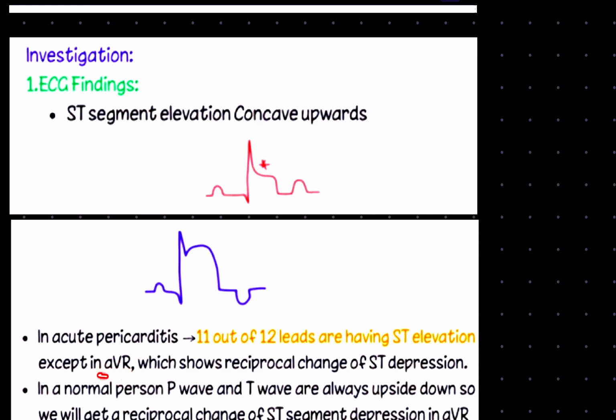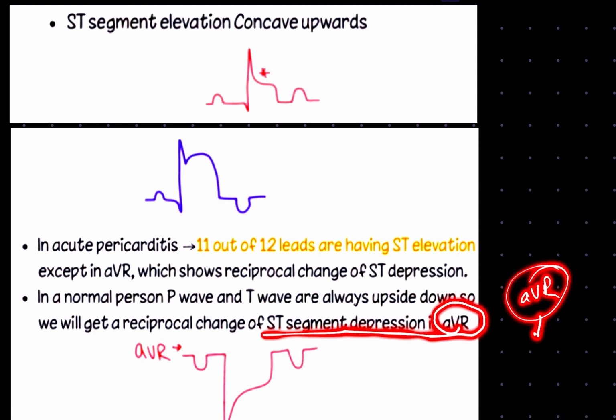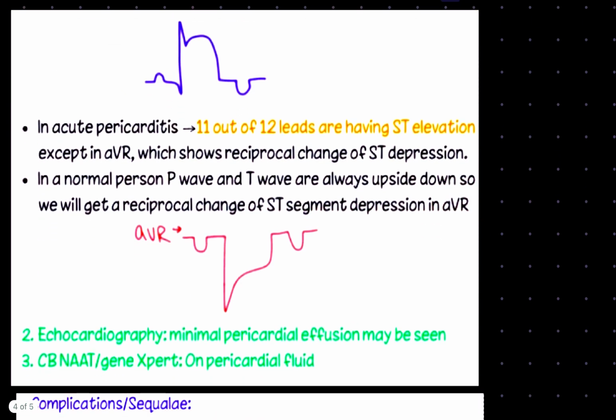Why AVR? Except AVR, because it shows reciprocal change of the ST segment, that is ST depression. In a normal person, the P wave and T wave are always upside down in AVR. So the reciprocal change of the ST segment is found in AVR; we find everything reciprocal right here. So in lead AVR, what we find is depression of the ST segment. That is one important thing that we need to keep in mind. As you can see right here, we can see an inverted P and an inverted, depressed ST segment.